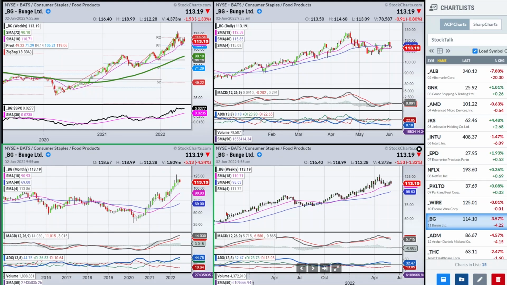Bunge, this had a pretty decent move. It's actually made a pretty decent move on the monthly chart. We're now pulling back on the weekly. Watch for this to come back above this prior high here, maybe get back through 120 to get a little bit more confirmation because we did have MACD overrun. But this is one that you could be watching for an entry if we see strength again.